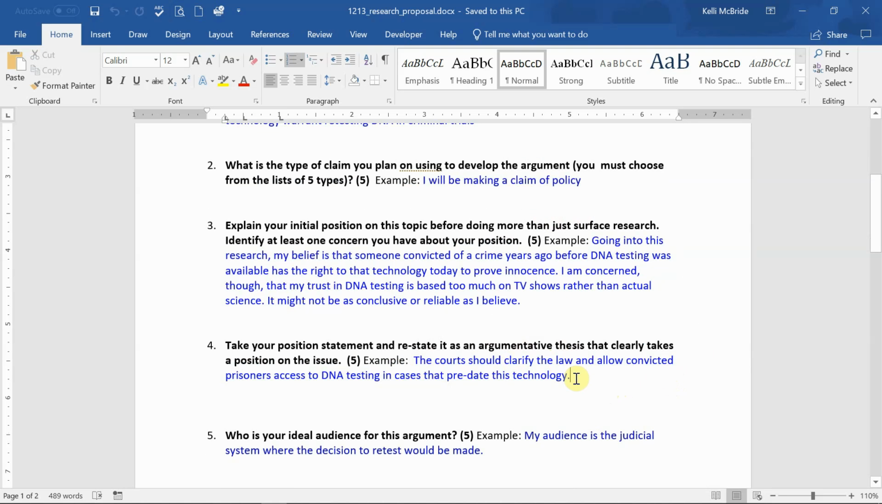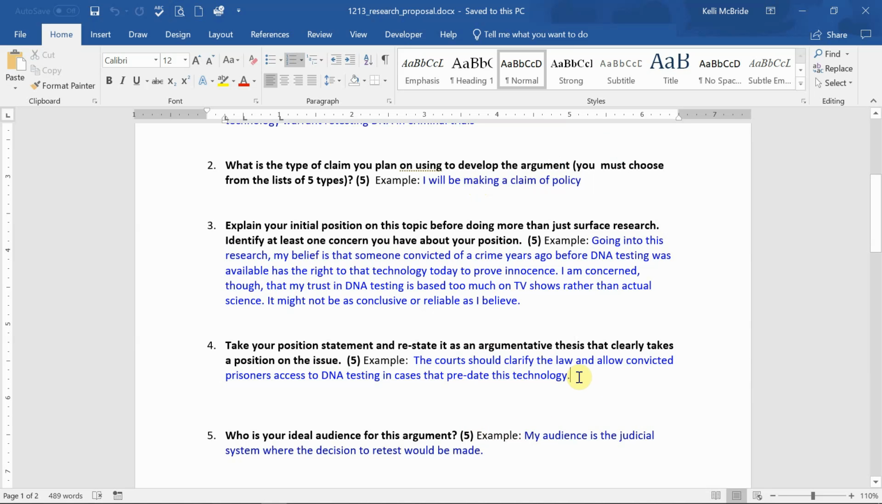Now let me say this at this point. The type of claim you make and the stance you're going to take, as well as other things like the audience, those are things that might change as we go through the different stages of the process before we get to that final essay, which is your research paper.